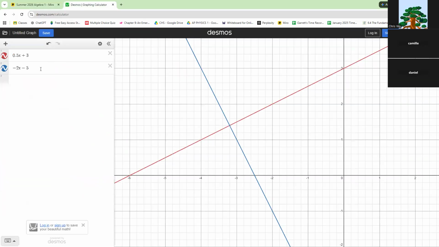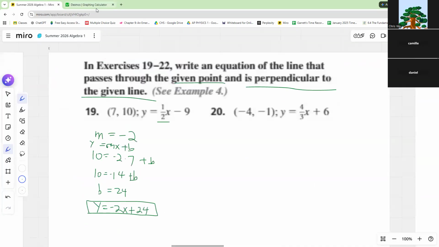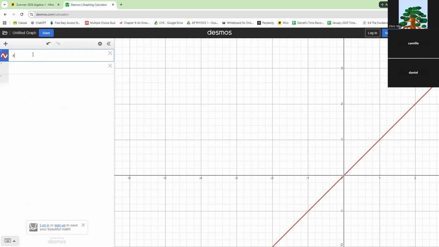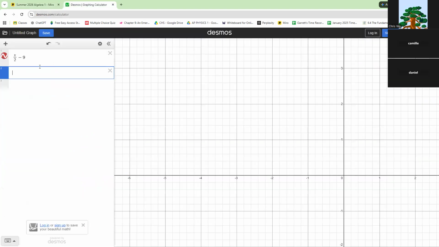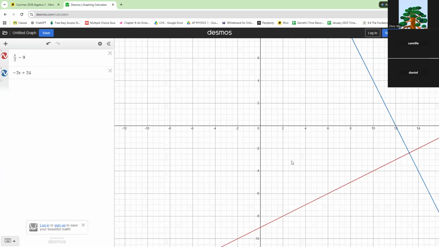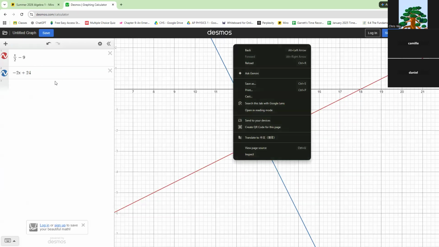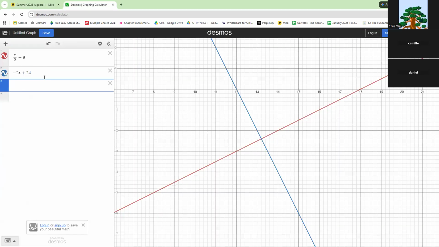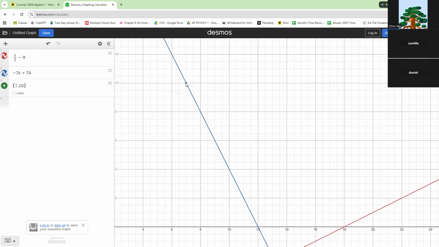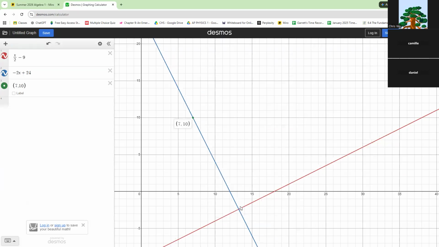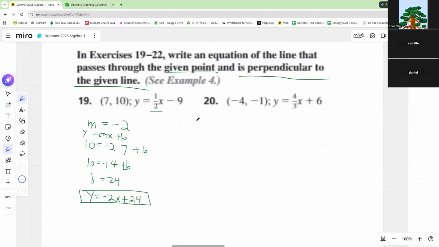Right, let's go take a look. Check, right? So if we have the original equation, that's half x minus 9, so x over 2 minus 9. Then our new equation is negative 2x plus 24. So you see they are indeed perpendicular to each other, and does it go through the point (7, 10)? Right there. Yeah. So you see it does go through that. Good job.